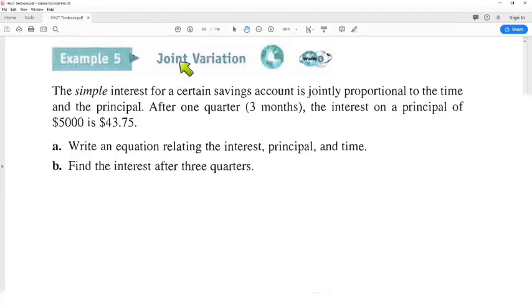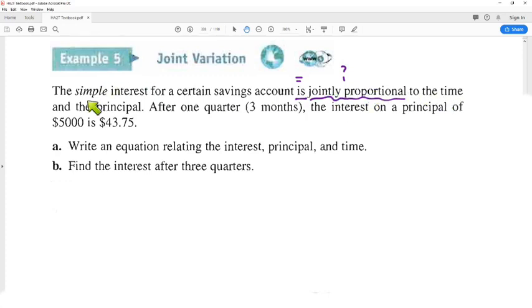Variation. Last one. Last variation problem. This one's joint variation. The simple interest for a certain savings account is... Ooh, before I even read the rest, I see an "is." An "is" means equals. Is jointly proportional. What? I'm going to put a squiggly under that. That's our new stuff. What does that mean?